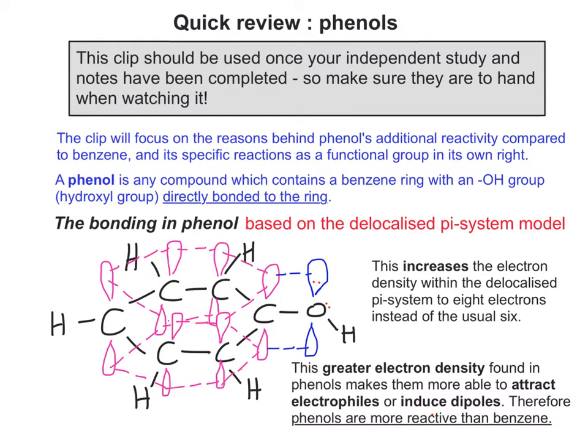So this additional electron density that you find in phenols has the effect of making them more able to attract electrophiles or induce dipoles. So therefore phenols are more reactive than benzene. Now the mechanism is still electrophilic substitution, but it just happens more easily with phenols than it does with benzene.